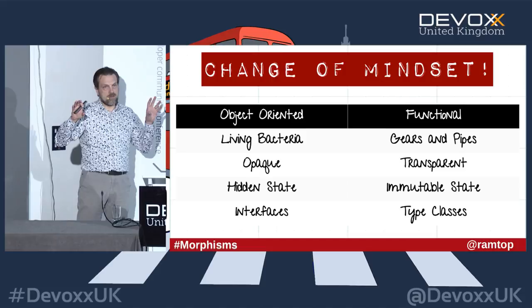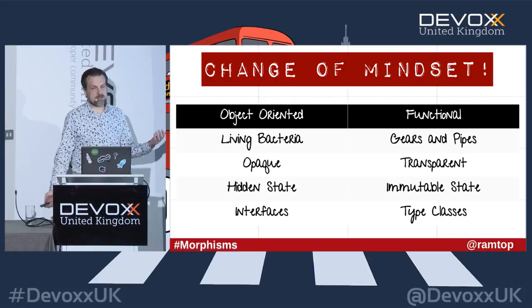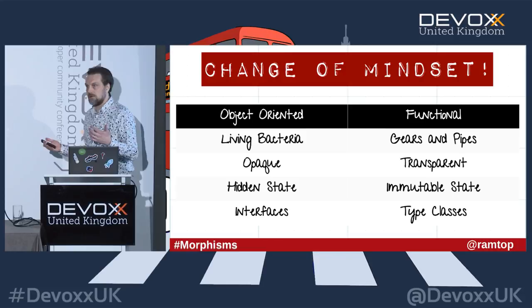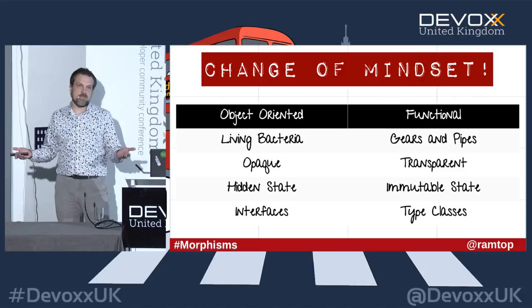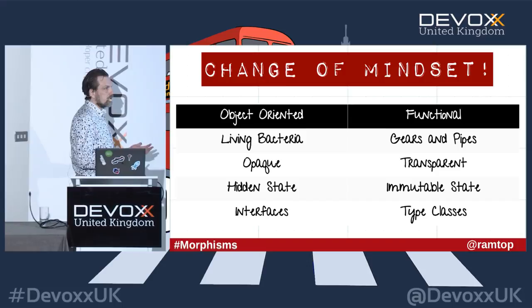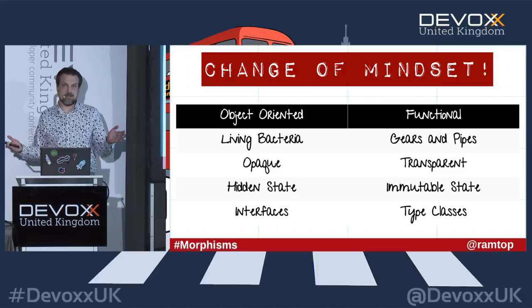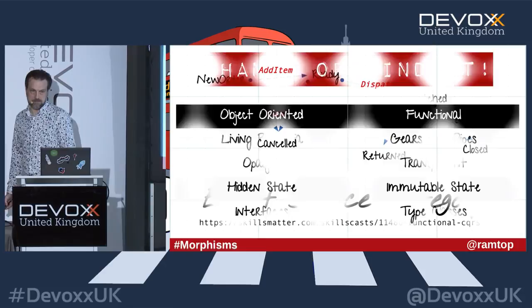It's typical that in an object-oriented language, you want to keep the internal state hidden, but in the functional programming paradigm, you want to have everything immutable, so you don't need it to be hidden, because it's immutable, so you can show everybody. And in object-oriented, you have interfaces. In functional programming, you have type classes, which are similar but a bit different, and we will see later.